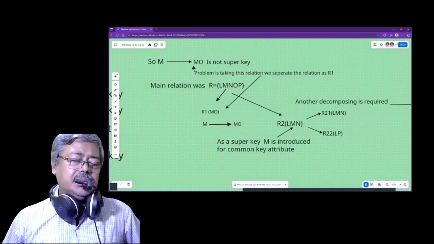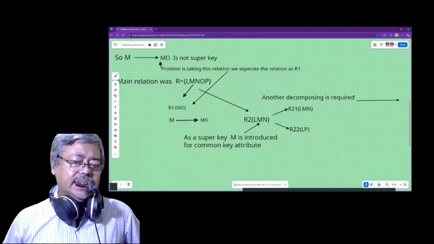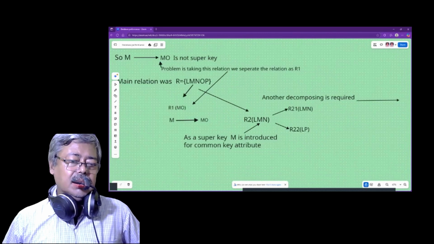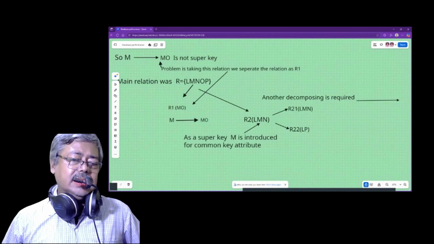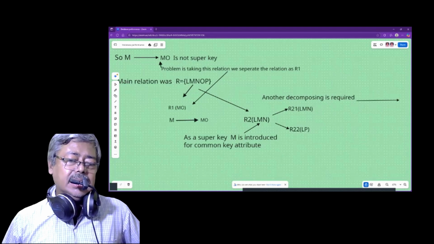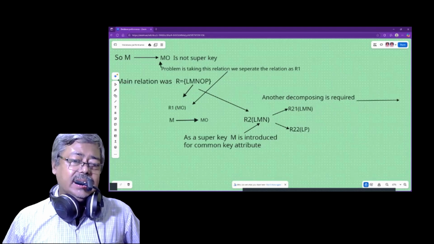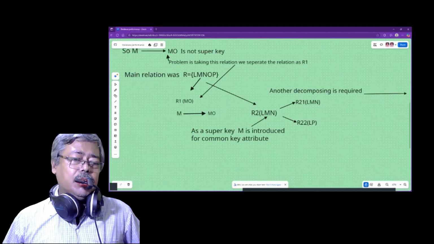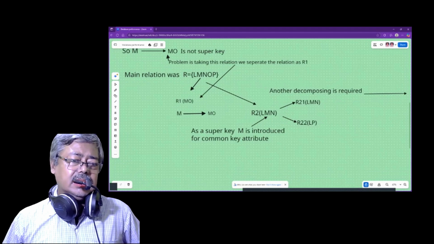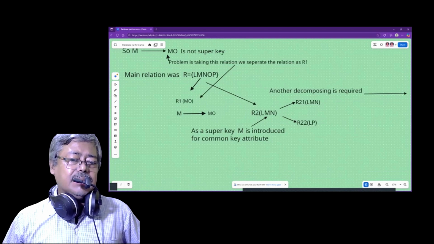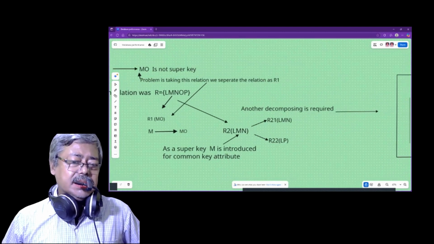But this relation R2 is not the final relation of the BCNF, because it is not maintaining the BCNF condition. So I have to break this relation, and I get two other relations: R21 containing the attributes LMN, and R22 containing the two attributes LP. So finally we have taken the three relations R1, R21 and R22. These three relations are the final relations of the BCNF structure.